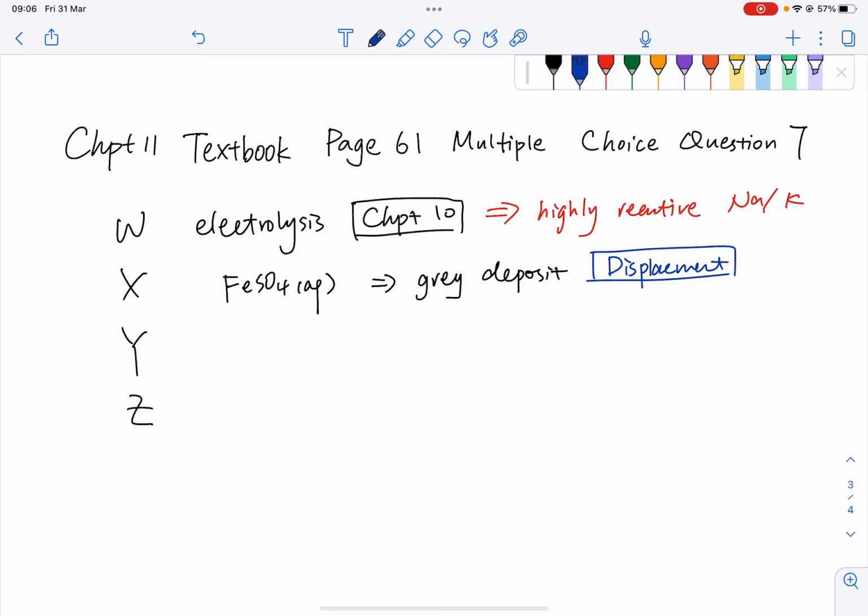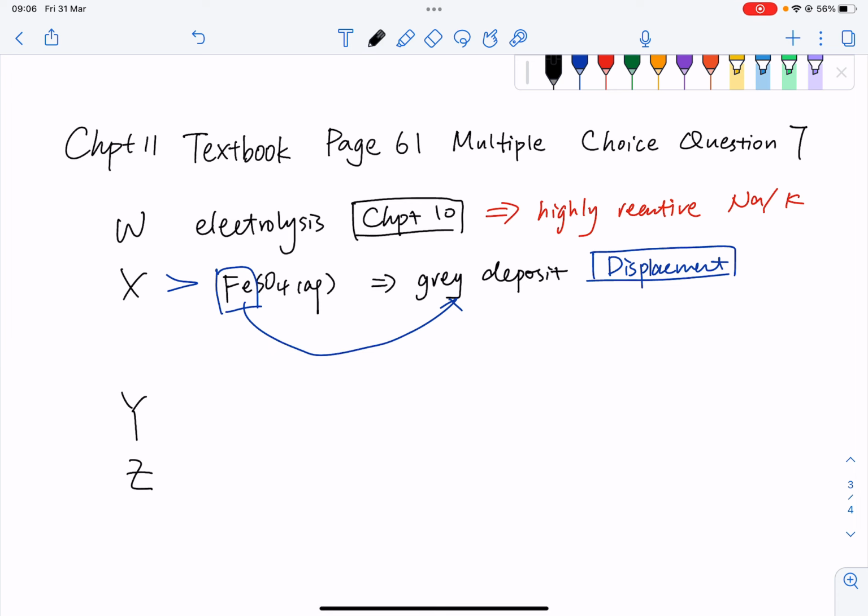Right. So remember, displacement is using a more reactive metal to displace the metal that is less reactive, and then the ion will be coming out here, right? So we know that the gray deposit here should be iron, and it represents that the X, in the activity series, must be greater than iron.